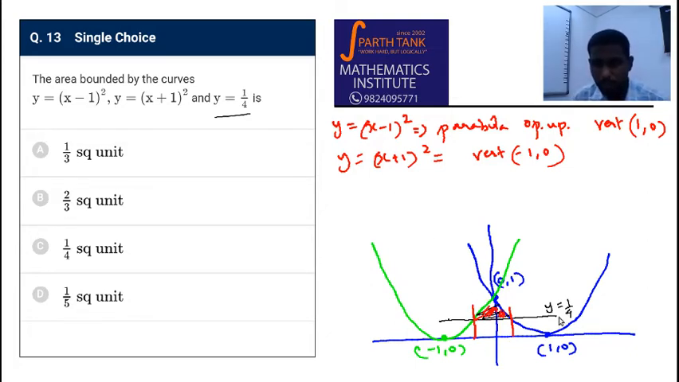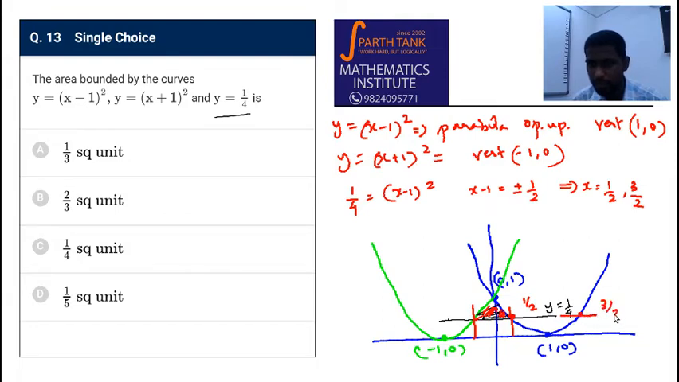That is, where will y is equal to 1 by 4 intersect these curves? So put y is 1 by 4 here. 1 by 4 is x minus 1 the whole square, or x minus 1 is plus or minus 1 by 2, which gives x is 1 by 2 or 3 by 2, right? So this is that 1 by 2 point, and this would be 3 by 2. It would intersect again at 3 by 2. The same way, this would be x is minus 1 by 2, and there will be an x is minus 3 by 2 point here.